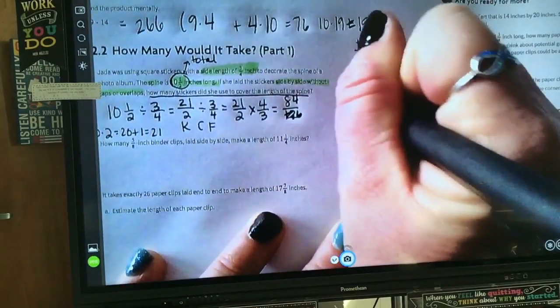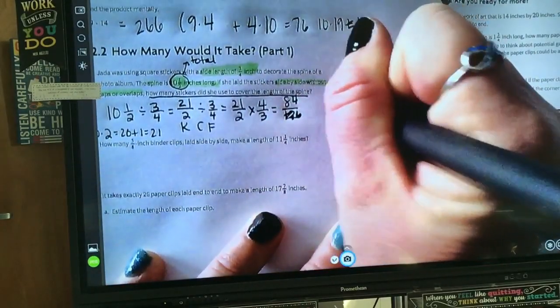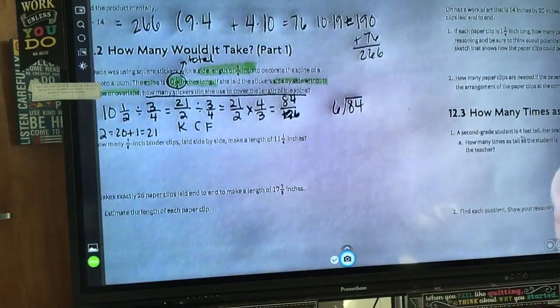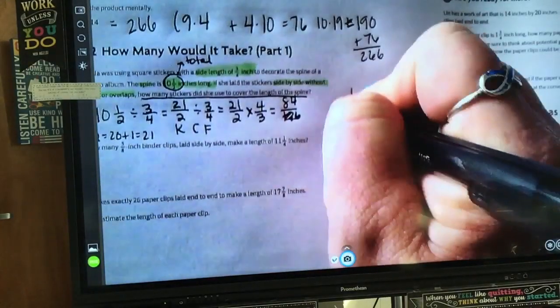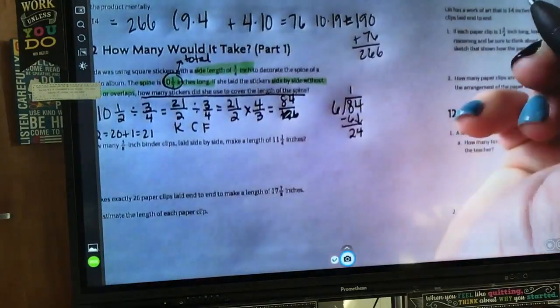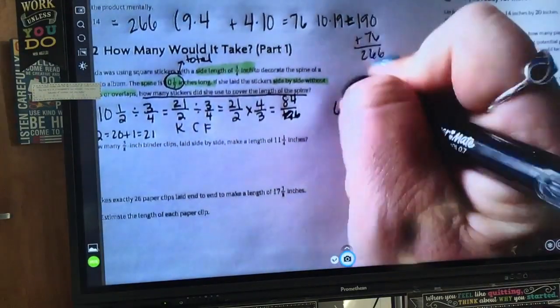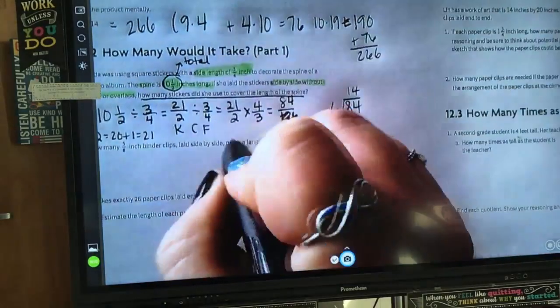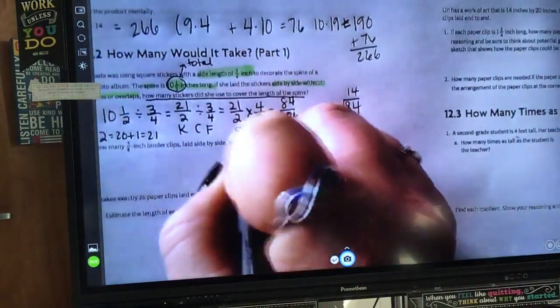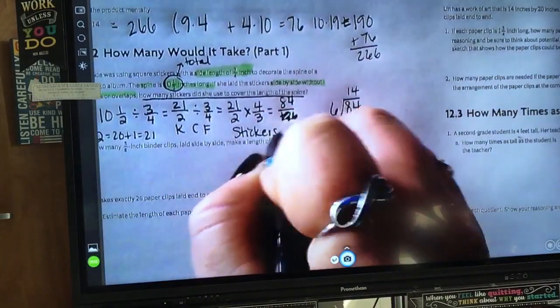So 84 divided by 6. How many times does 6 go into 8? Emma? How many times does 6 go into 24? Mila? So your answer to this one is the number of stickers is going to be 14.